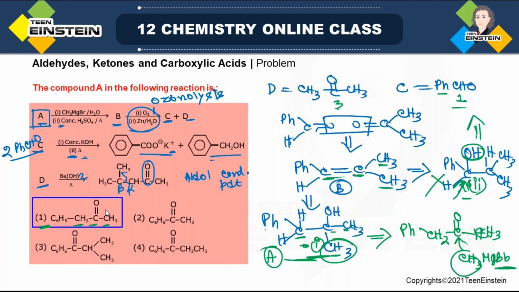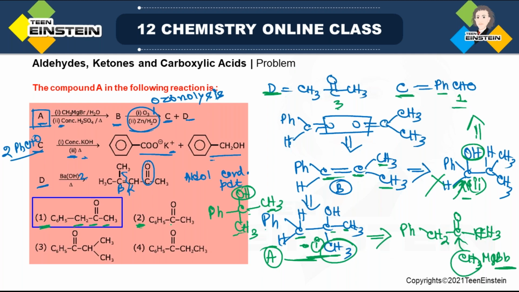Okay, look at the other product combination. If you consider 2, C6H5COCH3, then after the attack of methyl coming from MeMgBr, it will be like this: PhC(OH)(CH3)CH3. After that, if you want to do dehydration, concentrated H2SO4 will be used. Then the double bond forms, that is OH and any one of these hydrogens will be removed. So you will get PhC(CH3)=CH2. And if you do ozonolysis on it, D and C type of products you cannot get. So this is not correct.